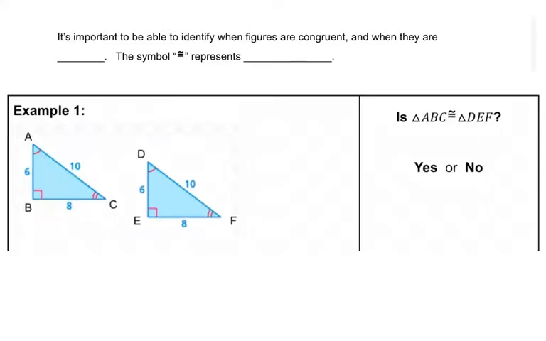It's important to be able to identify when figures are congruent and when they are not. The symbol that looks like an equal sign with a little squiggly over it represents, we're going to say, congruent to. And now remember, congruent is just a fancy way of saying equals, okay?